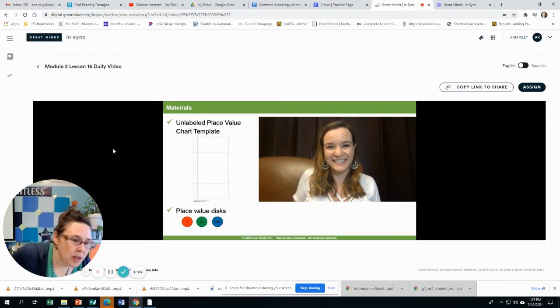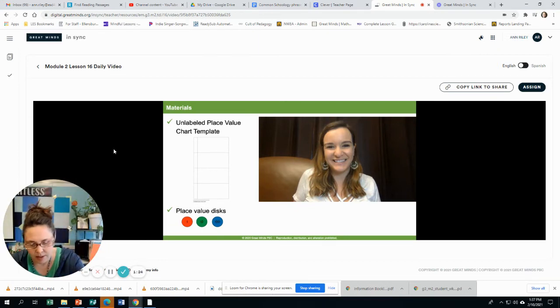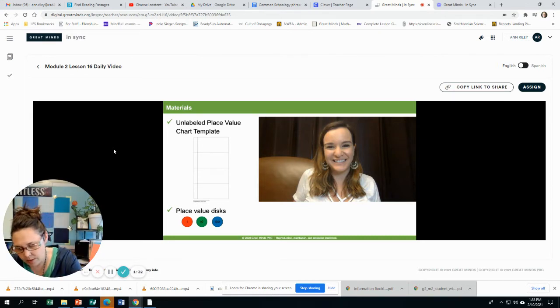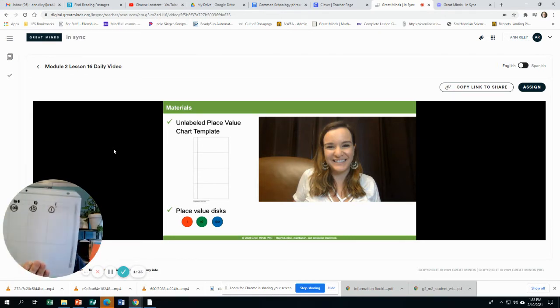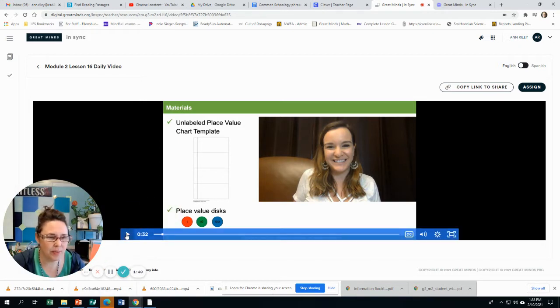So Miss Roos is showing place value discs. We're not actually going to use those. You're going to just draw the discs on your place value chart. I'll show you an example. If I was going to draw a 100 disc, I would just draw a 100 with a circle around it. For a 10 disc, I'm going to draw 10 with a circle around it. And my ones, I'm going to draw 1 with a circle around it. All right, so when we get to that, that's what we're going to do. Let's go.